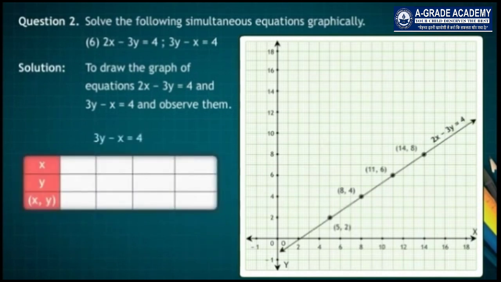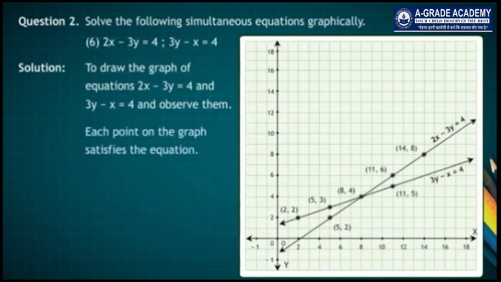3y minus x is equal to 4. x is 2, y is 2, (x, y) is (2, 2). x is 5, y is 3, (x, y) is (5, 3). x is 8, y is 4, (x, y) is (8, 4). x is 11, y is 5, (x, y) is (11, 5). Each point on the graph satisfies the equation.